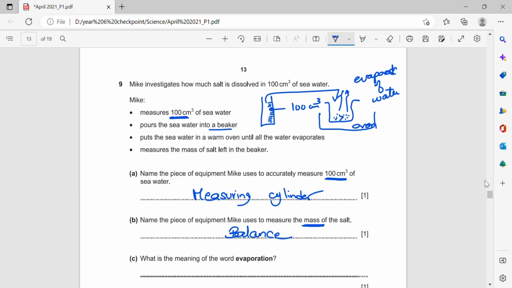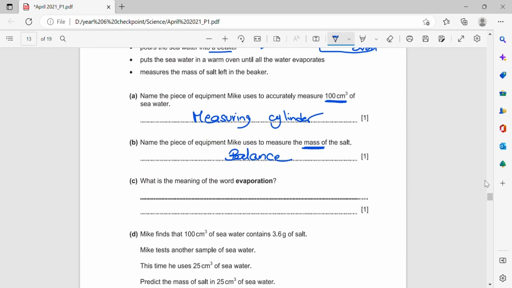Great. What's the meaning of the word evaporation? Evaporation means when liquid changes into a gas. For evaporation, we must write from which state of matter to which state. So, when liquid changes into a gas.